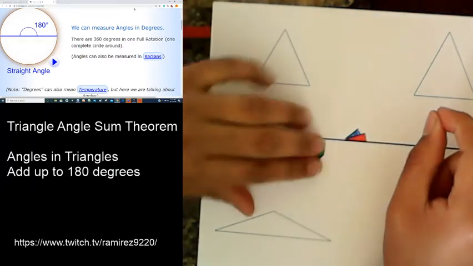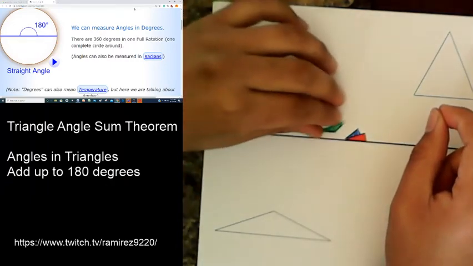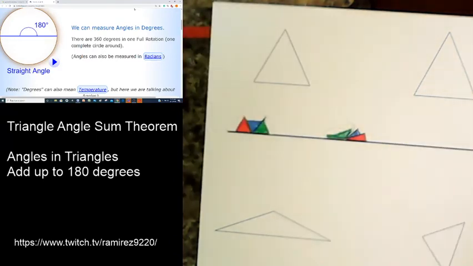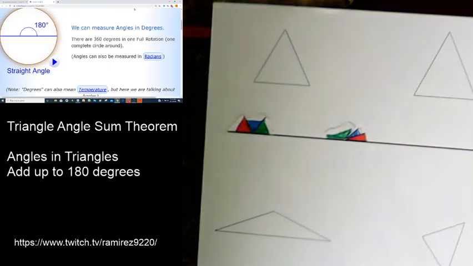Alright, so this last one will fit, connecting the puzzle perfectly. So again, we have 3 angles in a triangle. They make a nice line and they always make a 180. And that's the important thing out of this lesson.